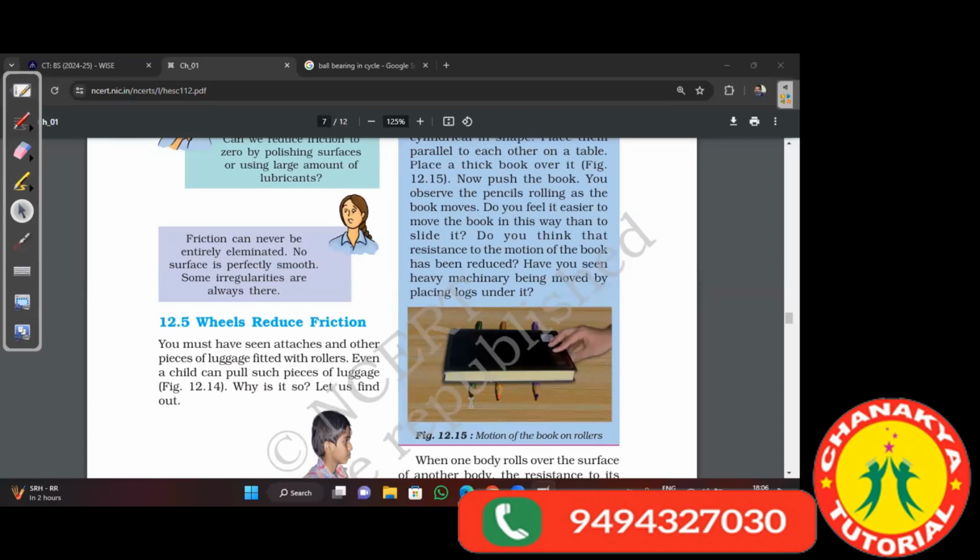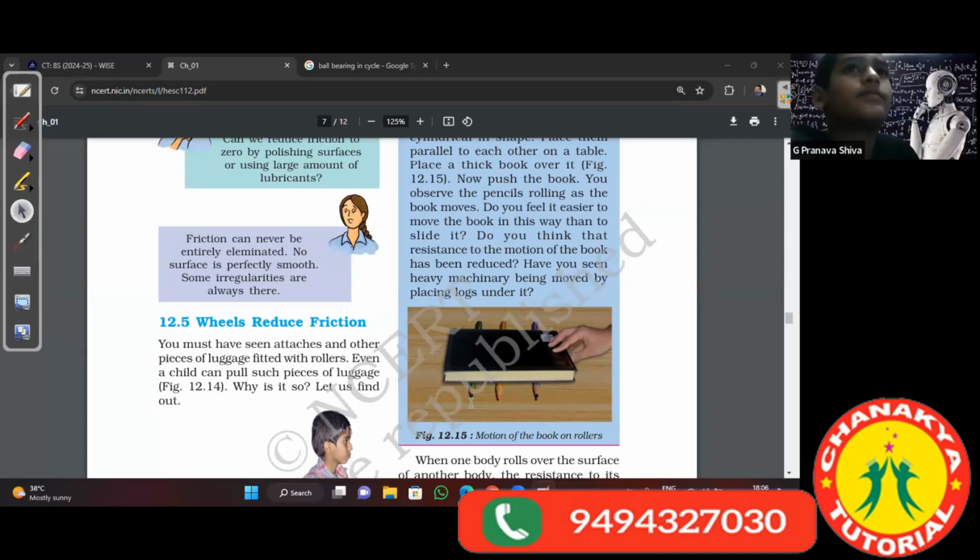Yes, Gagana, what do you mean by flat tire? Like no air. Yeah, no air in it. So why is it difficult for us to move a vehicle with a flat tire? Sir, it will skid. Yeah, what happened? Because the vehicle will skid, sir. No. Sir, because it increases the friction.